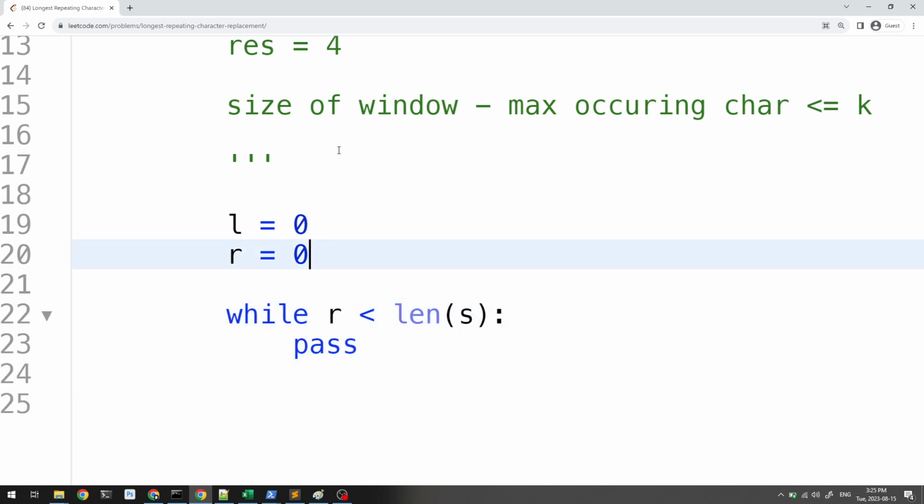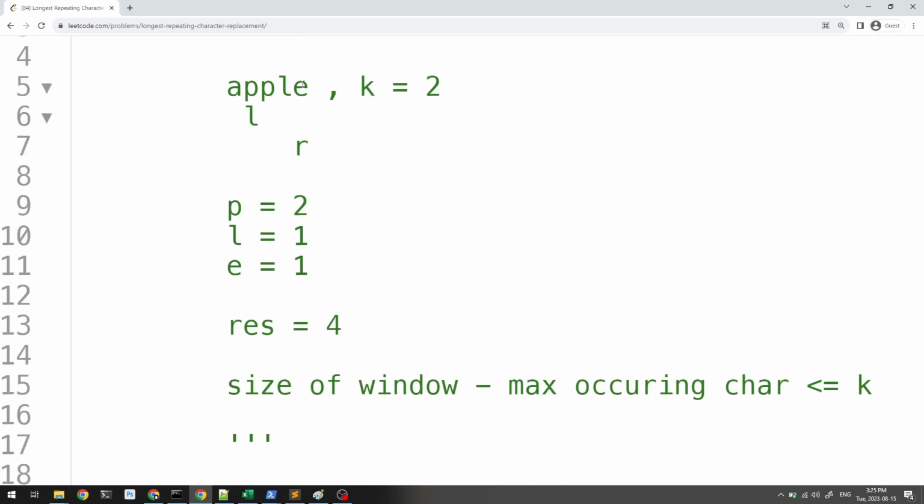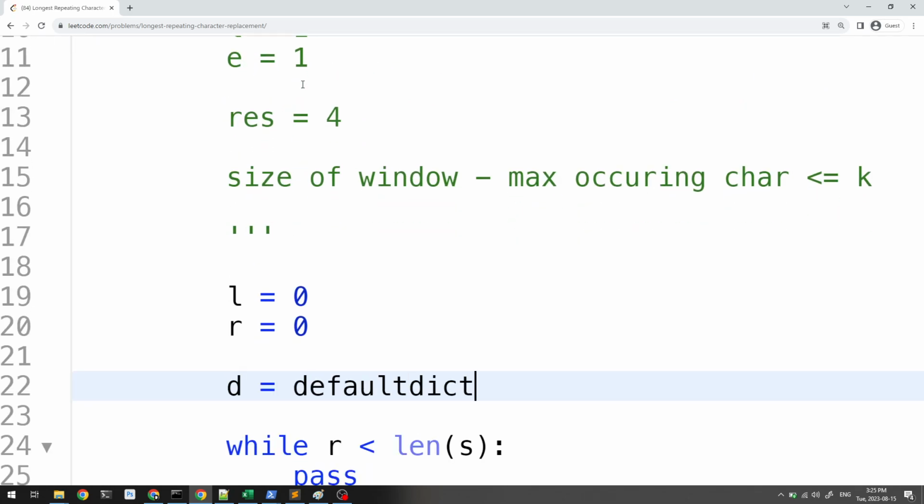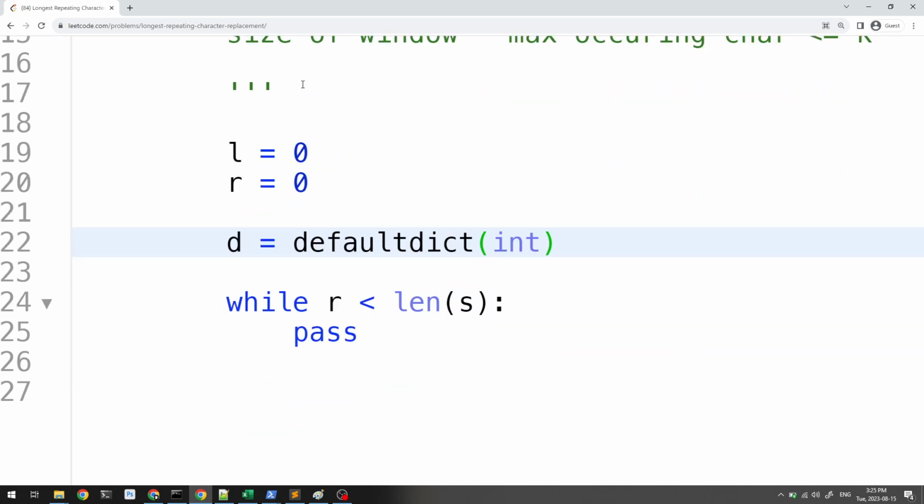Well, what else do I need? Well, I need some way to keep count of the letters that I'm seeing, right? So I'll have just a dictionary, which I'll call D, and then this will just be an int.